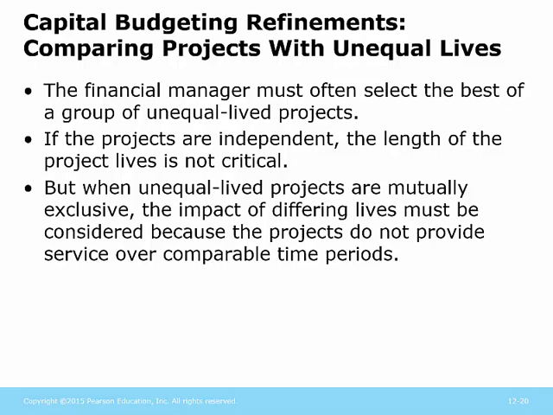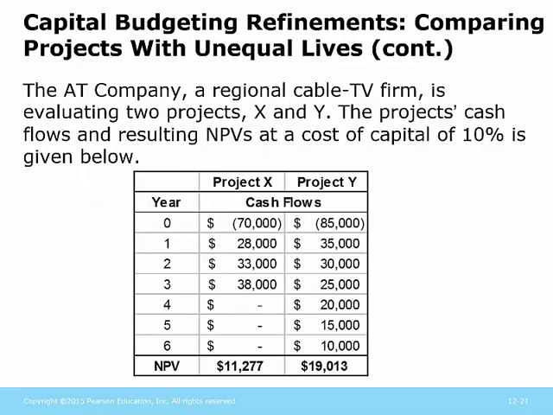So when projects are mutually exclusive, if you have to pick between two, it is frequently advantageous to try to put them on an equal playing field, if you will. So we want to figure out an adjustment to our analysis to figure out which projects are best. Here we have two projects, X and Y. They are identical projects. They have the same cost of capital, but they have different cash flow streams. One has a short time frame, and the other one has a longer time frame.